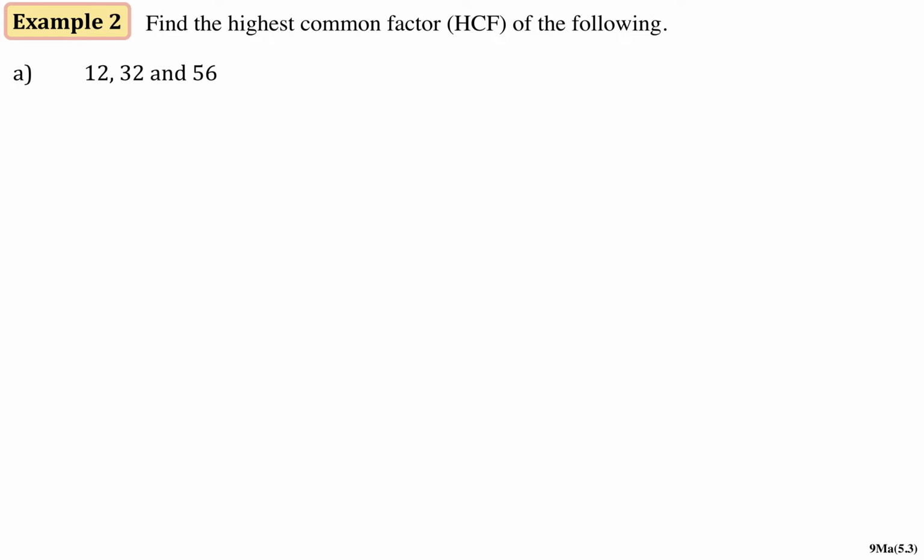Now we're looking for the highest common factor. Sometimes the books will just refer to them as HCF, the highest common factor. That means the biggest number or the biggest factor that is a factor of 12, that's also a factor of 32, that's also a factor of 56.